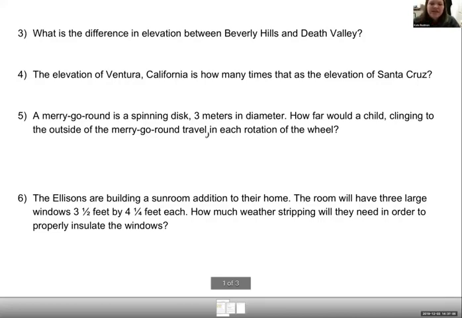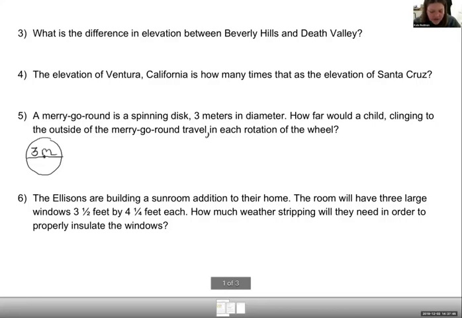So first thing I see is a merry-go-round is a spinning disc 3 meters in diameter. What am I drawing here, guys? A circle. And they gave me a measurement on my circle. They said it's 3 meters in diameter. Anybody remember what the diameter of a circle is? Is it one side to the center? Just one side to the center is the radius, but the diameter goes all the way across. Across, okay. Is that good? So we have a spinning disc 3 meters in diameter.